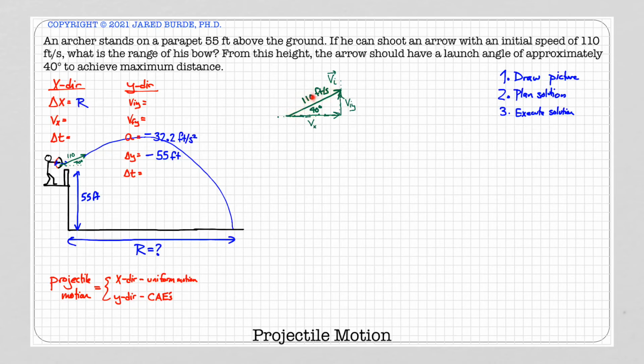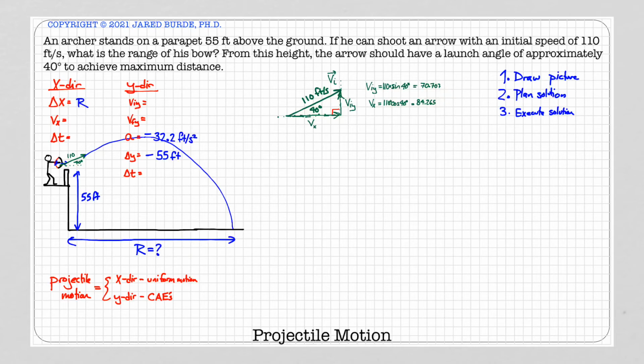The magnitude of the vector is always the hypotenuse. When I use this vertical line through the tip and horizontal line through the tail, that gives me the X component adjacent to that 40-degree angle, so I'll use cosine. The Y component here is opposite that angle, so I'll use sine, and I'll use trigonometry to find the X and Y components of that initial velocity vector.